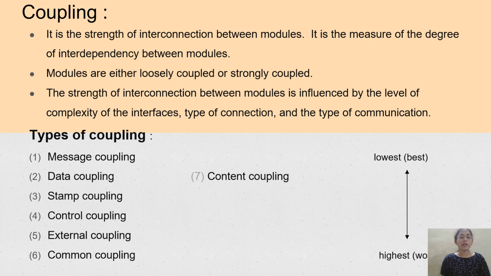Coupling. It is the strength of interconnection between modules. It is a measure of the degree of interdependency between modules. Modules are either loosely coupled or strongly coupled. The strength of interconnection between modules is influenced by the level of complexity of the interfaces, the type of connection, and the type of communication. In coupling, there are these types: message, data, control, stamp, common, external, and content coupling, from lowest to highest, best to worst.